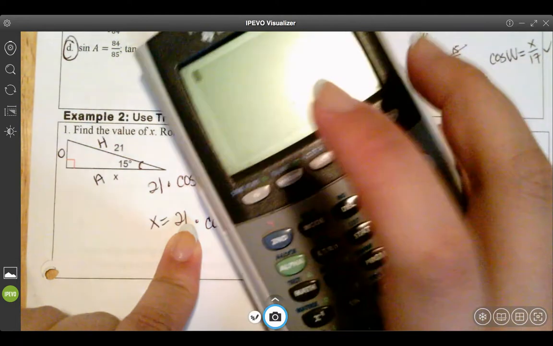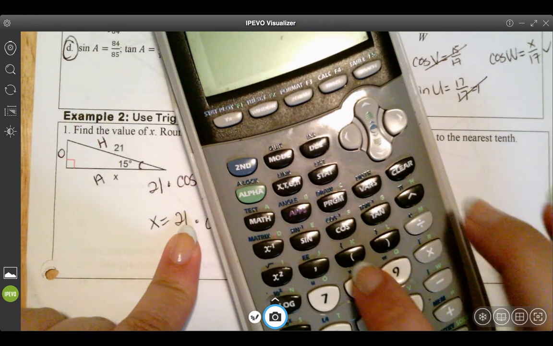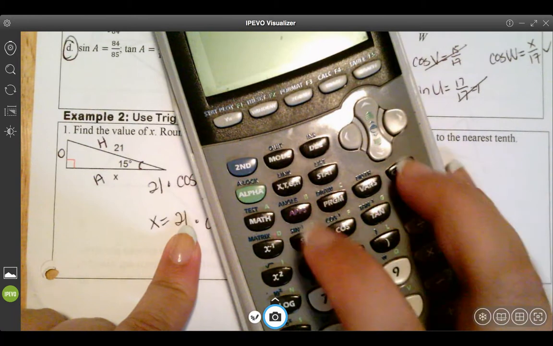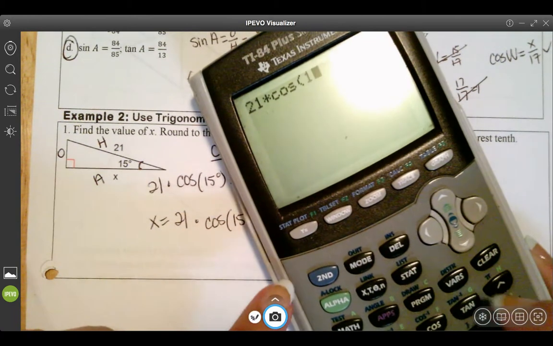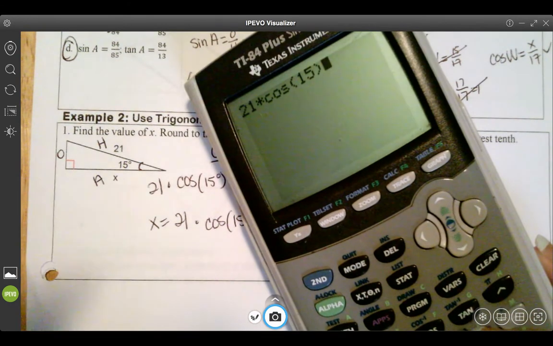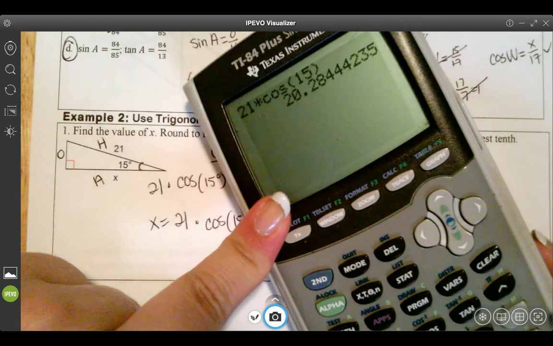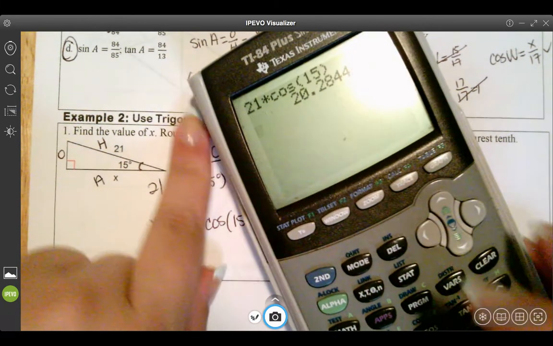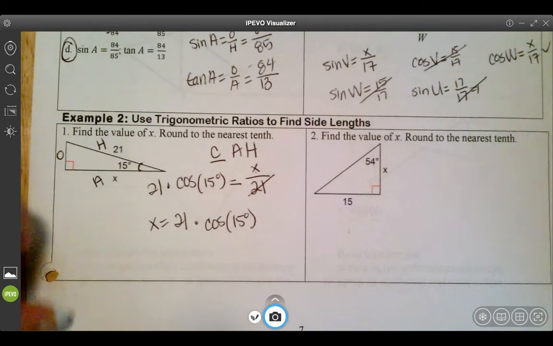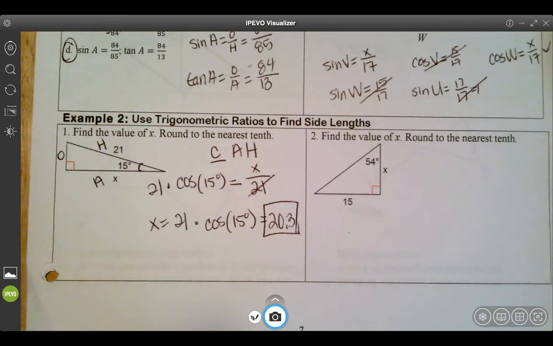Now we can calculate this: 21 times, and then if you look above the two buttons, you'll find sine, cosine, and tangent. We want cosine of 15. Because we put our calculator in degree mode, we don't have to put a degree symbol or anything like that. So 21 times cosine of 15, and it says round to the nearest tenth, so that will be 20.3. We don't have any units, so we'll leave it unitless.